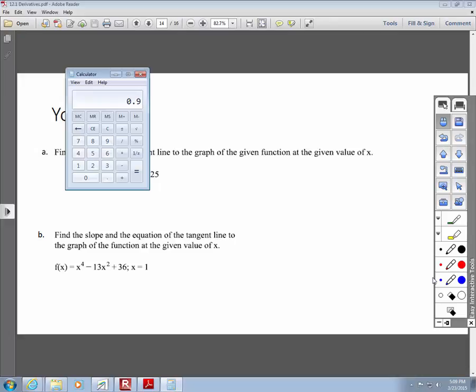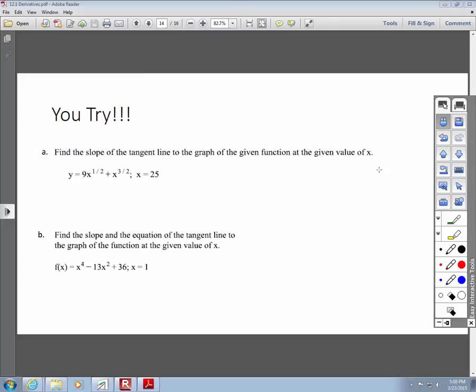That's your answer for letter A. Get that calculator out of the way. So y'all see what I did? That's what you found. All right? So your answer to letter A is 8.4. Find the slope of the tangent line to the graph of the given function. The slope is 8.4.